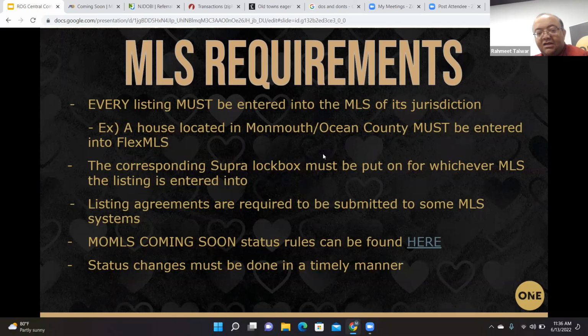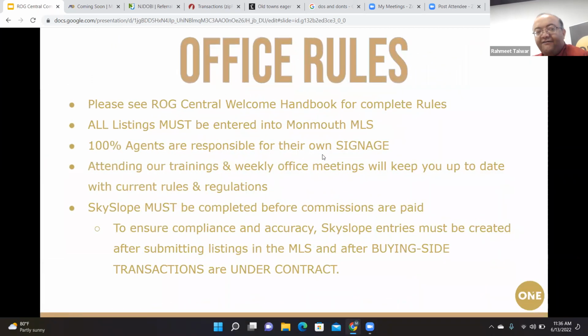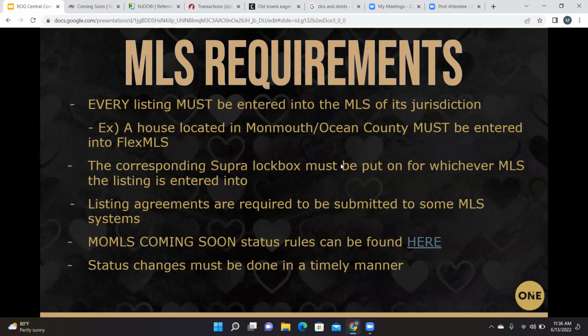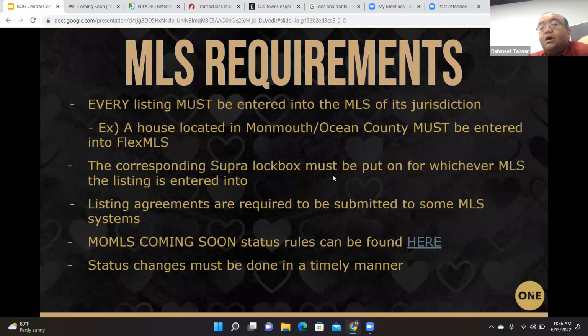Okay. Next up, we have office rules. Rahmeet, I do have a quick question. Go back to the previous slide. It says listing agreements are required to be submitted to some MLS systems. Which MLS systems in particular? And are we talking about the doc section where all realtors would see it?